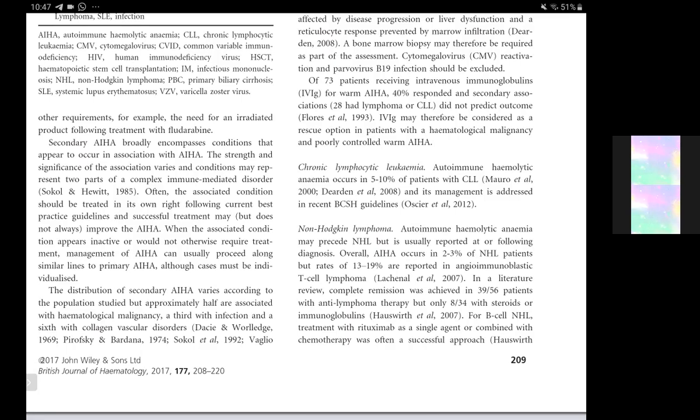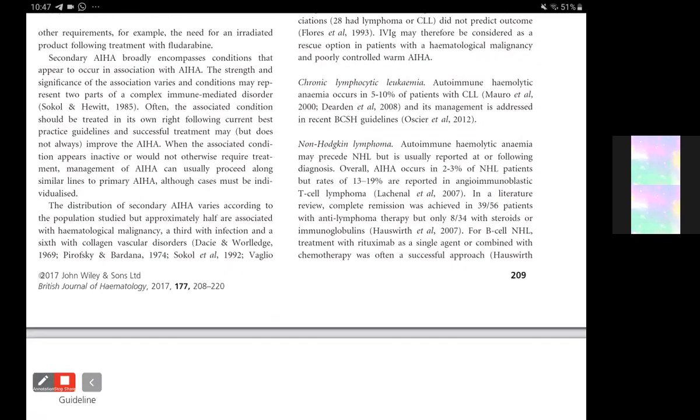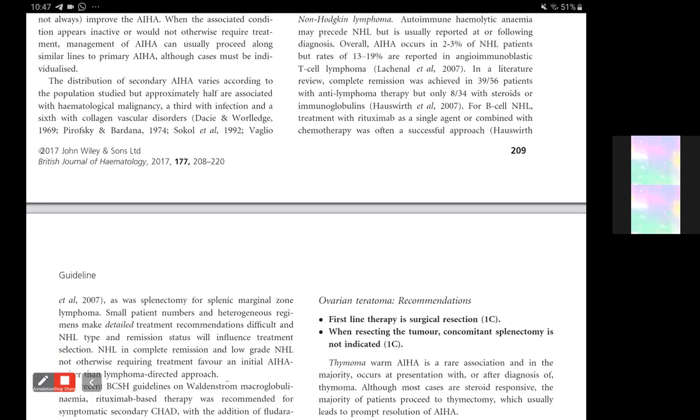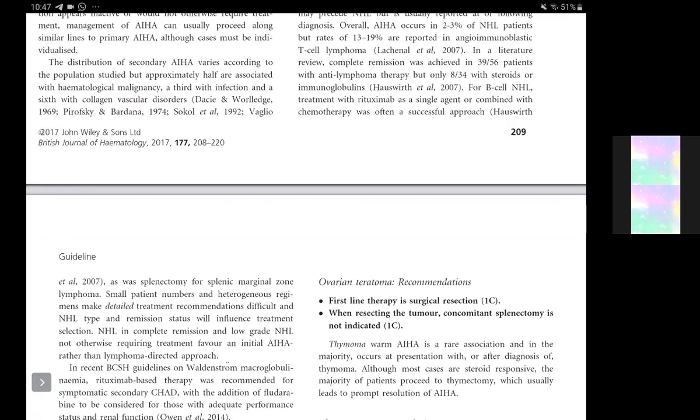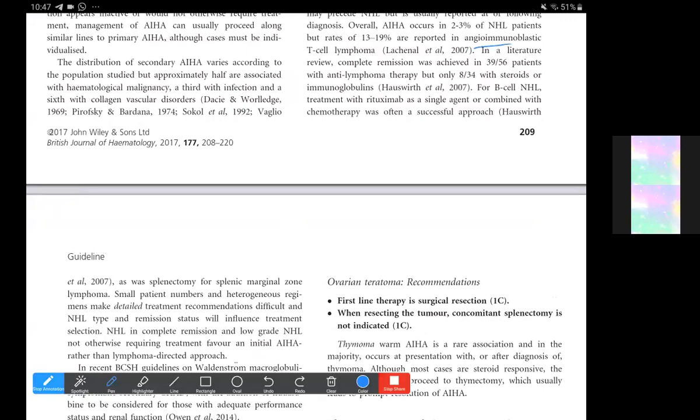So, for example, in patients with CLL, we could go along with the management for CLL, and this will be dealt with within the guidelines for CLL management. Then with non-Hodgkin's lymphoma, autoimmune hemolytic anemia occurs in 2 to 3% of NHL patients, and response rates of 13 to 19% are reported in angioimmunoblastic T cell lymphoma. So it is angioimmunoblastic T cell lymphoma which is mostly associated with this immune dysregulation.